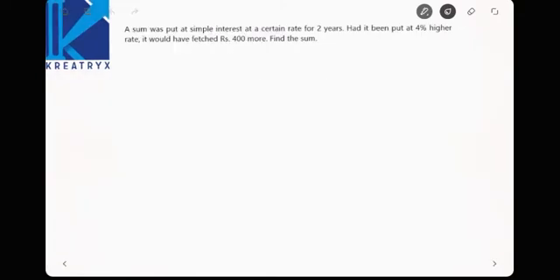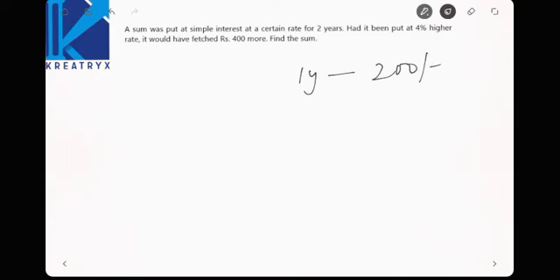Next, a sum was put at simple interest at a certain rate for 2 years. Had it been put at 4% higher rate, it would have fetched rupees 400 more. Find the sum. For 2 years, if the interest rate is 4% higher, you got 400 rupees more. For 1 year, certainly you will get 200 rupees more. Am I right?